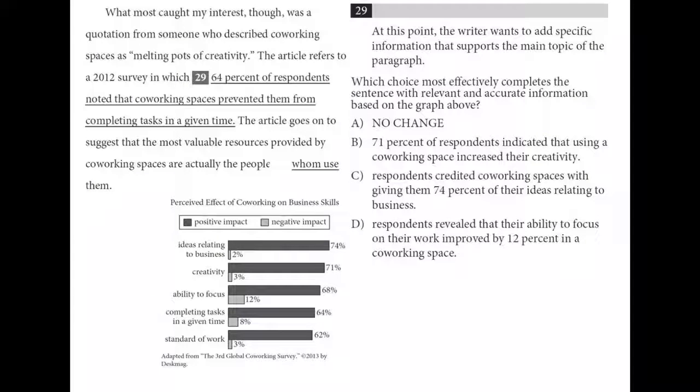29. At this point, the writer wants to add specific information that supports the main topic of the paragraph. Which choice most effectively completes the sentence with relevant and accurate information based on the graph above? B is the best answer. So the article refers to a 2012 survey in which 71% of respondents indicated that using a co-working space increased their creativity. It logically follows the writer's preceding statement about creativity and accurately represents the information in the graph.